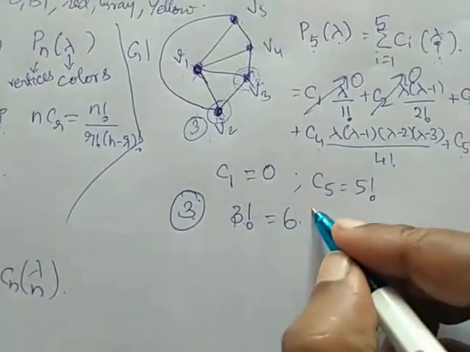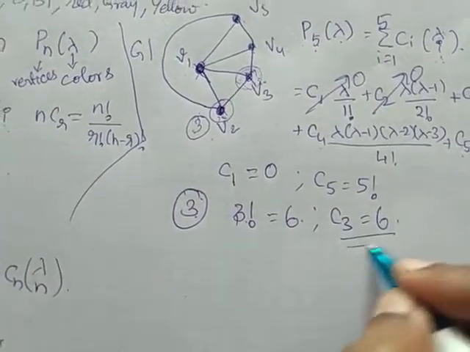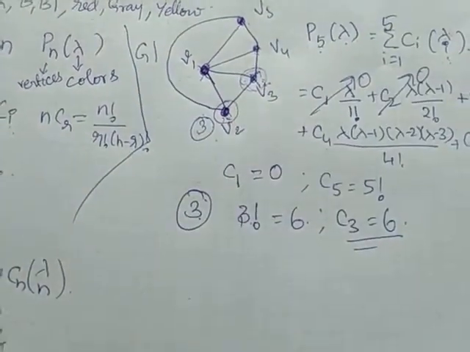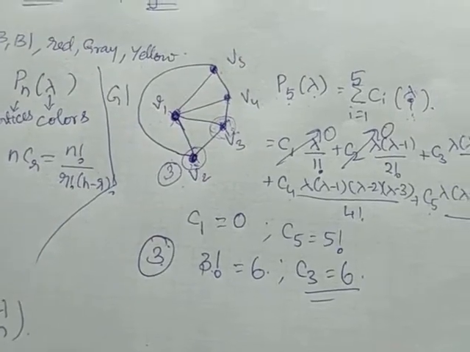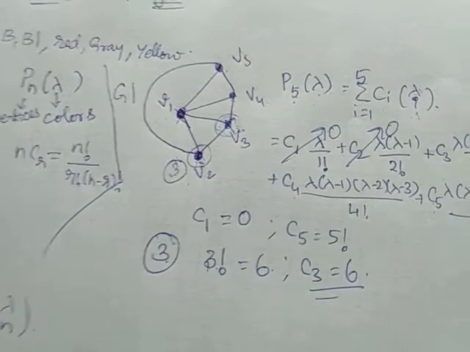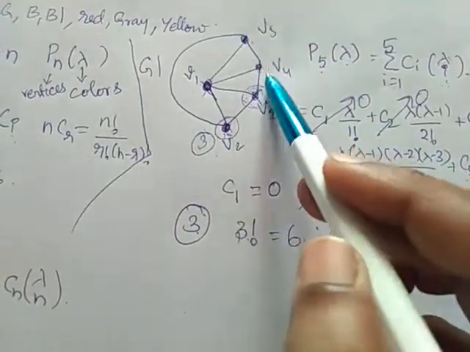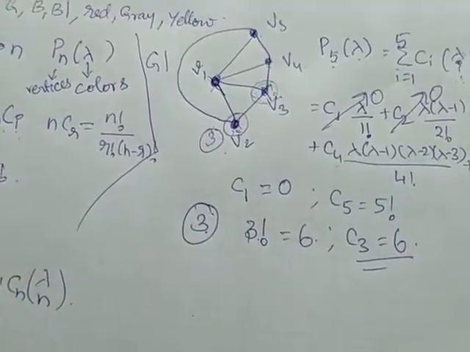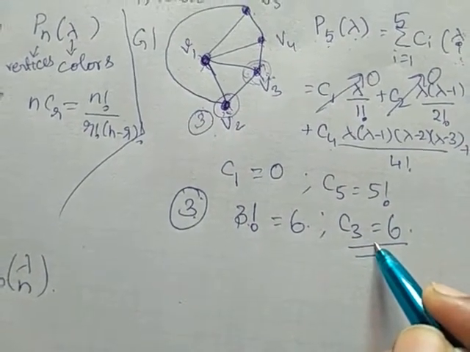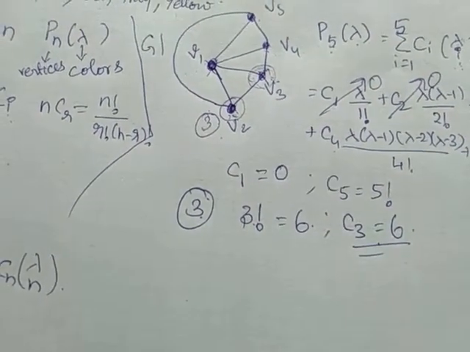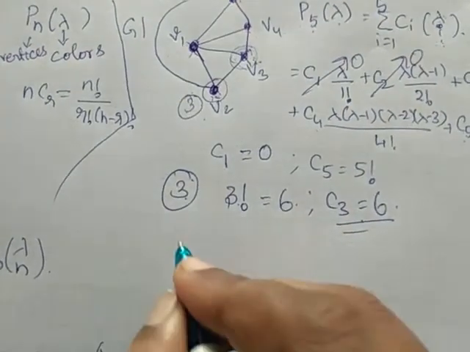Therefore, C3 is 6 number of ways. Because these two do not have any options, since we have already chosen 6 number of ways there, these colors will be fixed automatically. Therefore, C3 is 6. Now, we have to find C4. Now, we are having 4 colors.